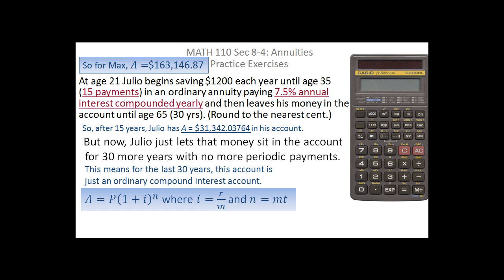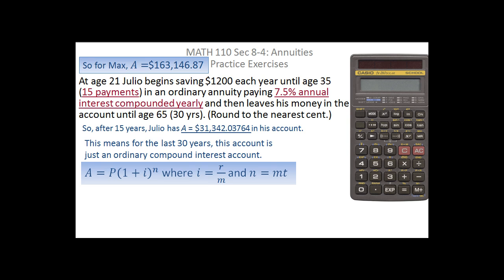I'll move some of this stuff out of the way so I can see better and have more room to work. So now I've got a little more room to work. So let's just actually do this calculation. We've got to think about what's going on. All of a sudden, the money that was in the account just turns into an ordinary compound interest account, and he has this amount of money sitting in the account.